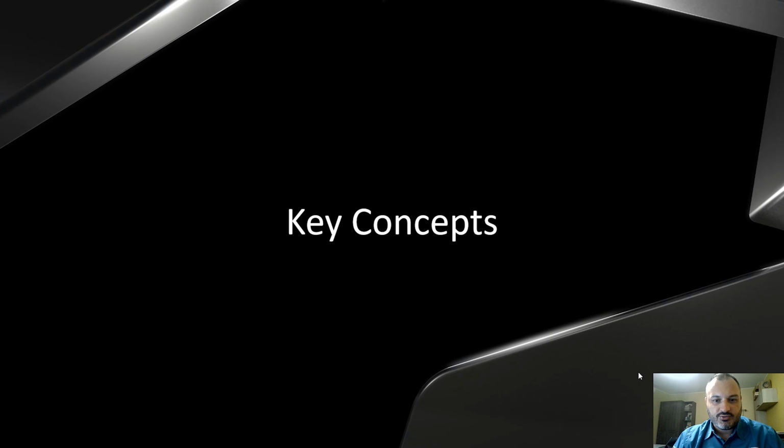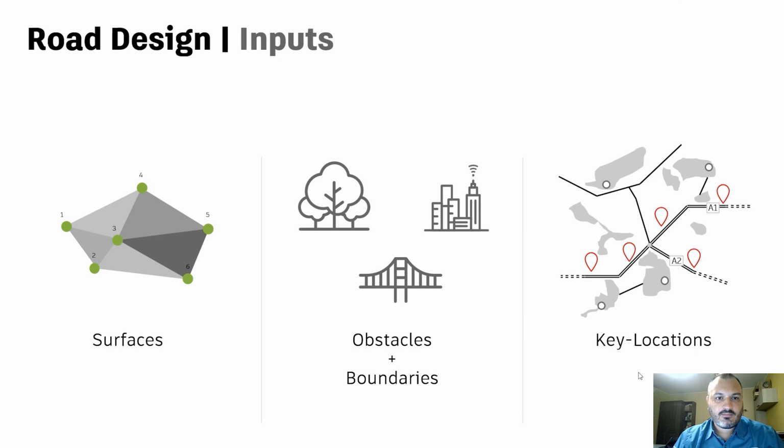Before we start, I want to introduce some key concepts. When it comes to road design, we have some inputs that are not going to change for the duration of the generative design study. These are the surfaces, so basically meshes of triangles. We have obstacles and boundaries, such as vegetation, existing buildings, or structures such as bridges or culverts. And of course, we have the key locations, so the points that our roads should connect.